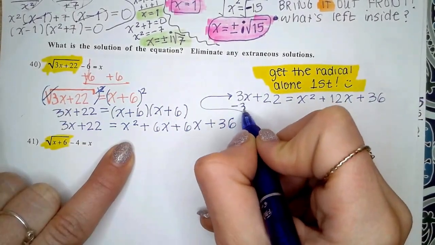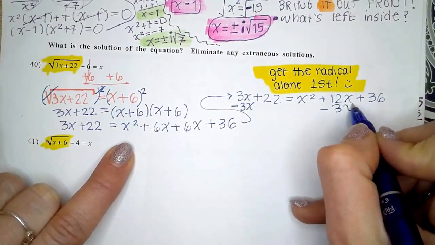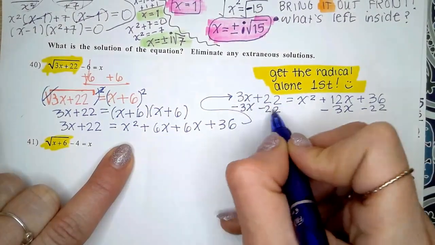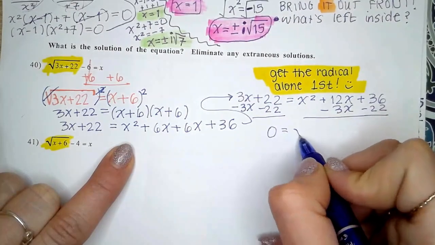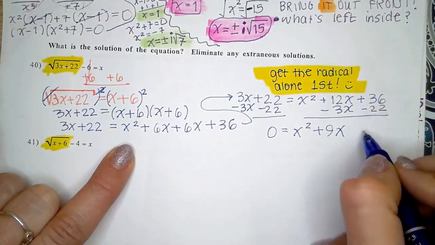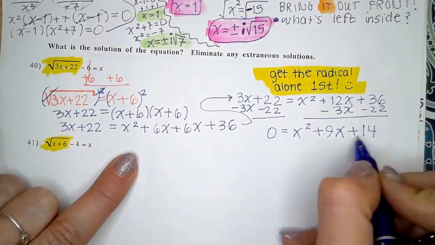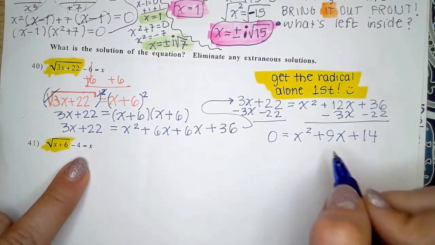Another thing we stressed is we want to get our equations equal to 0 when we're factoring and solving. So I'm going to subtract 3x, and I'm also going to subtract 22. That will leave me with a 0 on that side. 0 equals x squared plus 9x, and then 36 minus 22 is 14. Now we have a nice quadratic trinomial that we're going to go ahead and solve by factoring.